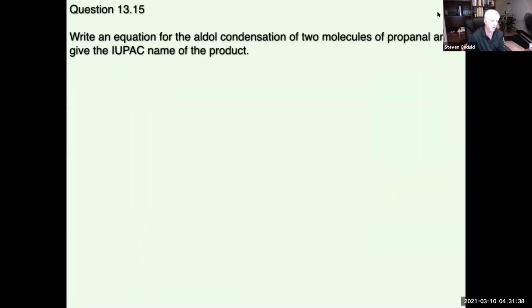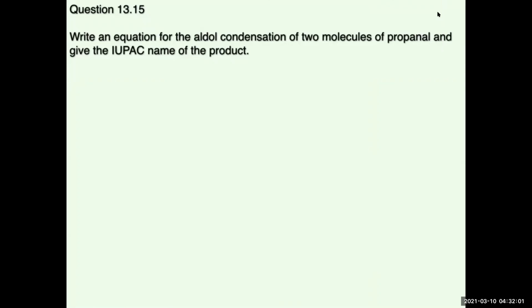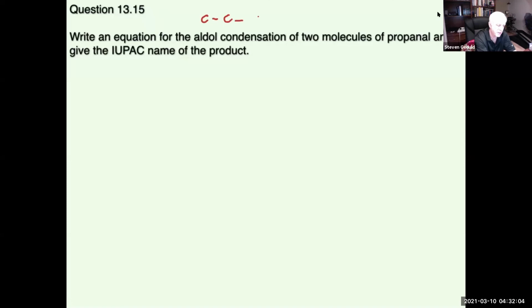So write an equation for the aldol condensation of 2 molecules of propanal and give the IUPAC name of the product. I'll use the computer to make it a little bit easier, because when I write, it gets kind of messy. So propanal, first of all, is how many carbons? 3. So it's going to be 3 carbons, and it's an -al ending, so it's an aldehyde, and we use 2 of those. You have to remember the alpha carbon is the carbon adjacent to the carbonyl carbon. That's what you need to remember, and from there we can do this problem.